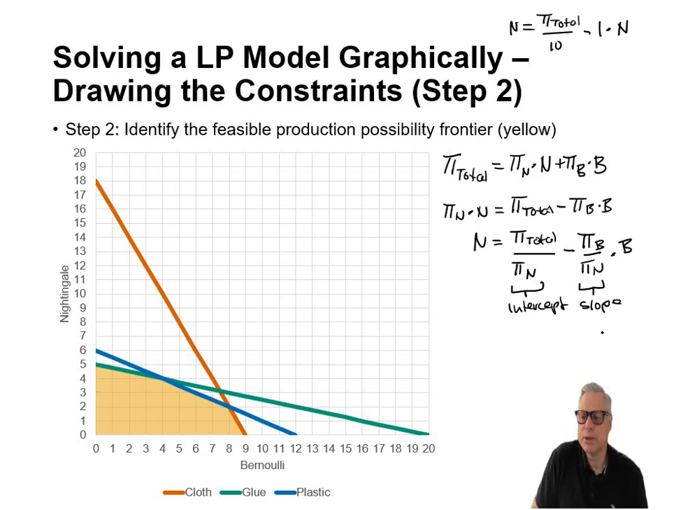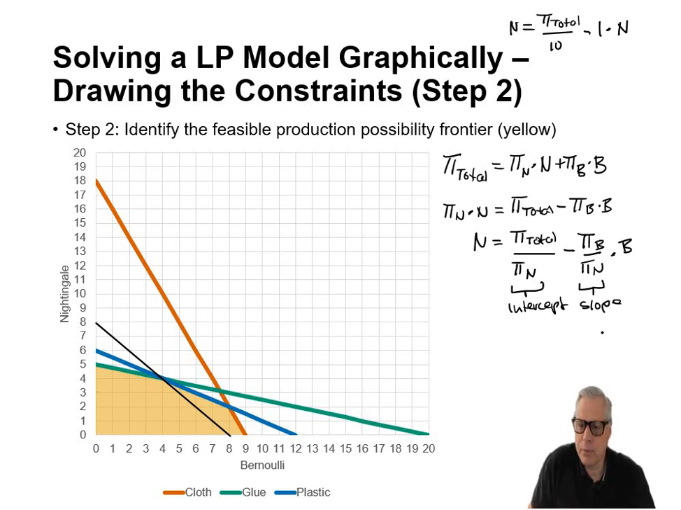Okay, so now I can substitute. Let's assume the total profit is supposed to be 80. Then the ISO profit line would be 80 over 10, that's 8, minus 1n. So I'll just draw that in here. That would go from 8 to 8. Okay, so that would be the ISO profit line for a total profit of 80.